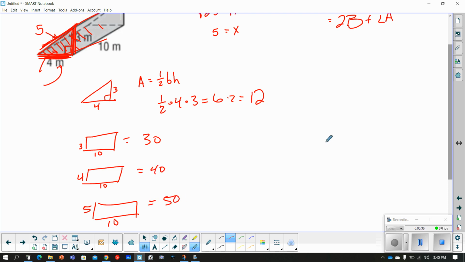And so the total surface area of this, so the two ends, there was a 6 and a 6, and then there's these three sides, 6 plus 6 is 12, so we're going to do 12 plus 30 plus 40 plus 50, and that's what we're going to add up, right? So I think that's 132 is what that adds up to be. And so that's the surface area of this, 132 meters squared.